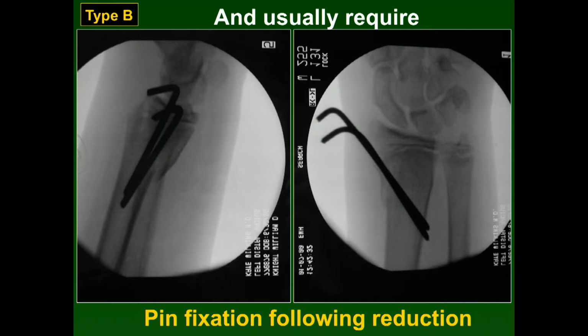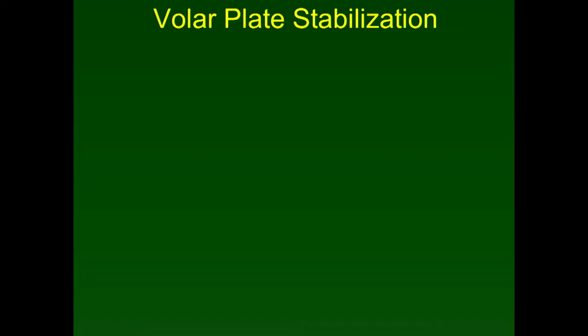So if you have a type B, then you probably ought to have a lower threshold for putting pins in there. And again, you try to avoid putting it in the physis and putting it in so that you'll hold it, pin fixation following a reduction.